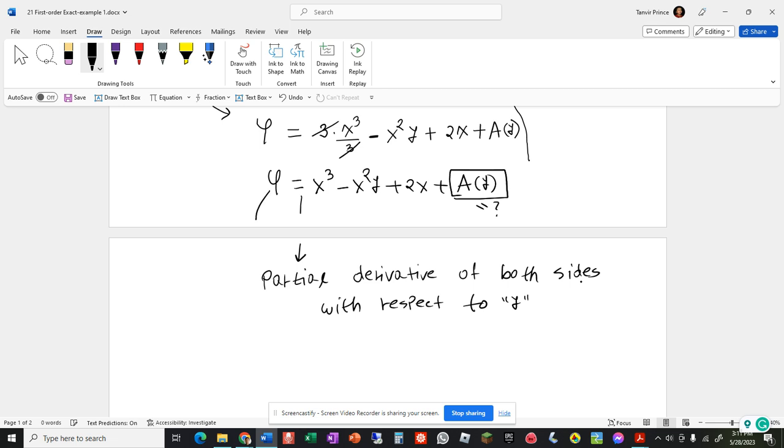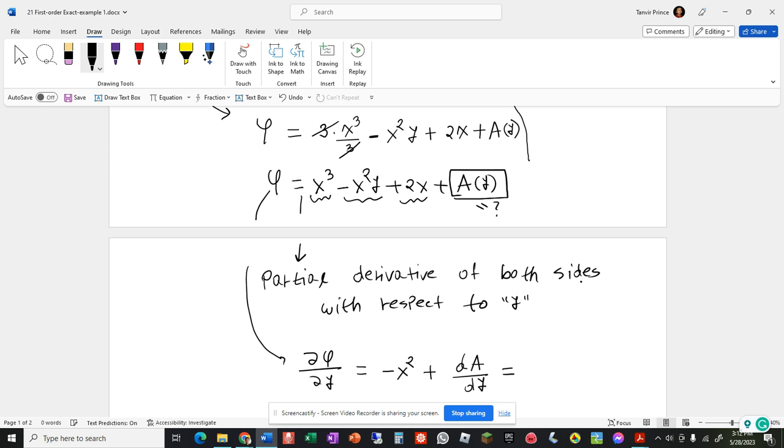So in this side, the partial derivative of phi with respect to y, let's do that. So y is the variable, x is like a number. So the partial derivative of x cubed is 0 because x is like a number. The partial derivative of negative x squared y is negative x squared. The partial derivative of 2x is 0 plus the partial derivative of A of y. I mean, A of y is a function of y only. So it's actually just regular derivative, dA over dy.